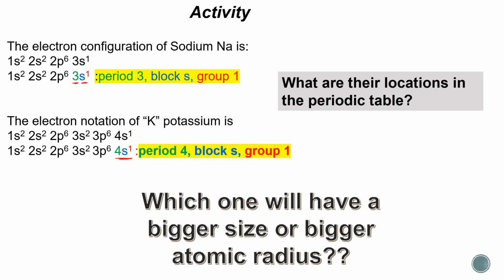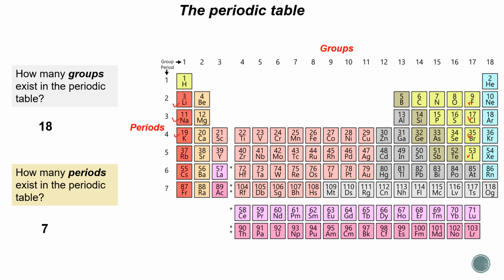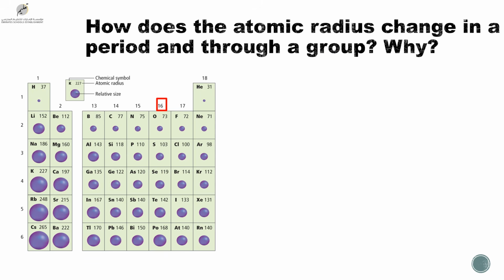But which one will have a bigger size or a bigger atomic radius? So will sodium have a bigger atomic radius or potassium? Okay, how can we know? So this is a trend. We'll see how atomic radius changes in the periodic table, okay, or the size of atoms. So this is just for you to remember the periodic table of elements. Okay, so how does the atomic radius change in a period and through a group, and why? Okay, so if we look at group 16 or group 15 or group 14, let's focus on group 16. From up to down, these are elements, right?